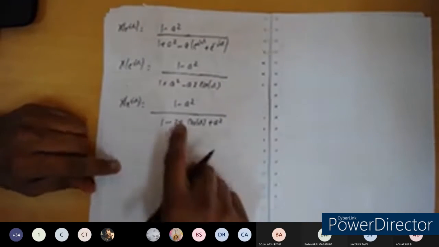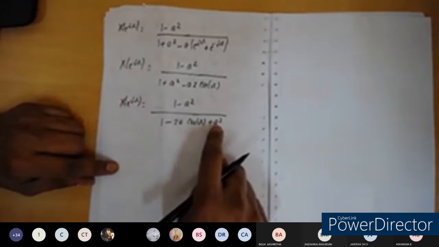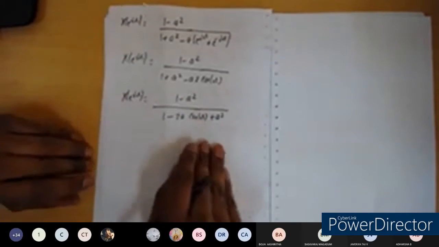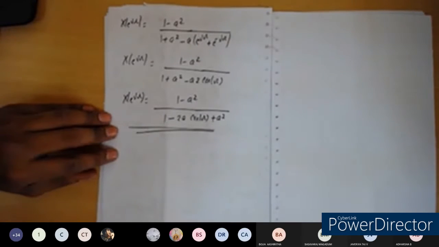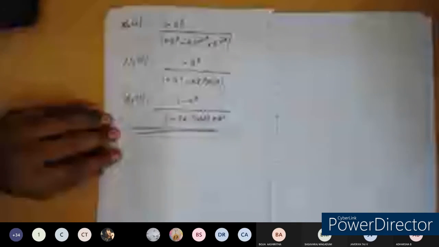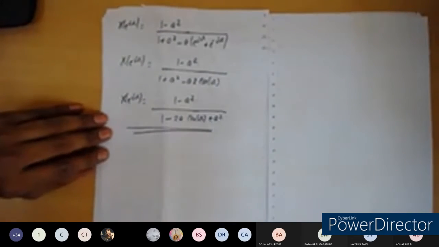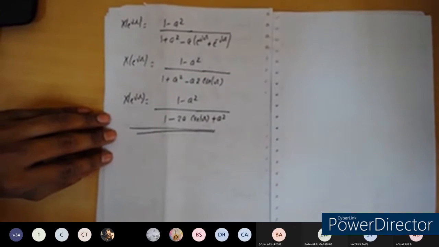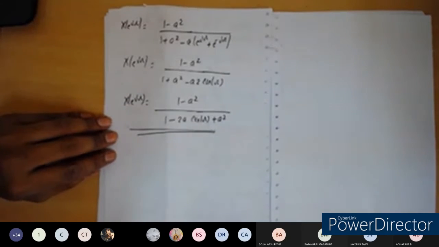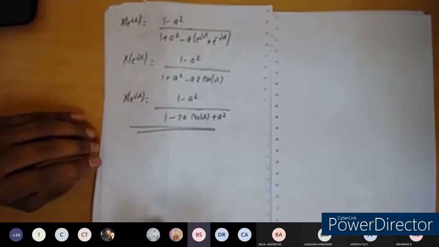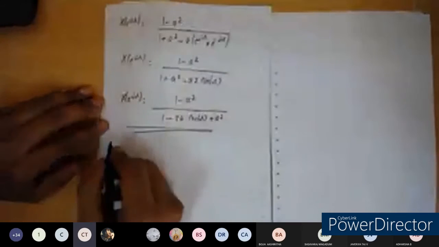We can't simplify this any further. So this is the DTFT of the sequence a to the power of magnitude of n. Whenever the magnitude of n comes in, we should take both the positive and the negative values and solve the problem like that. Any doubts in this one?